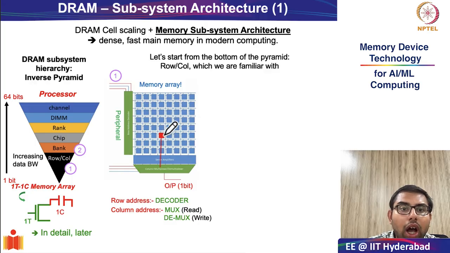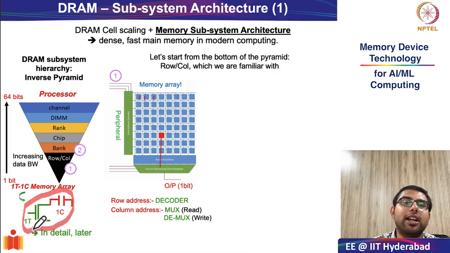Only the one intersection of row and column, which is 1 bit consisting of one DRAM cell, is selected. Just important to note that each of these small cells consist of this 1T 1C element. So as we have just discussed, the bottom of the hierarchy is your one memory array through which only a single bit is selected. How is it selected? Through the row decoder and the column marks.